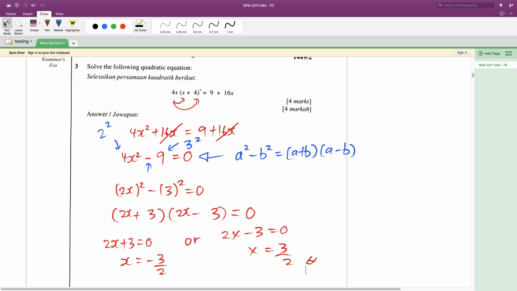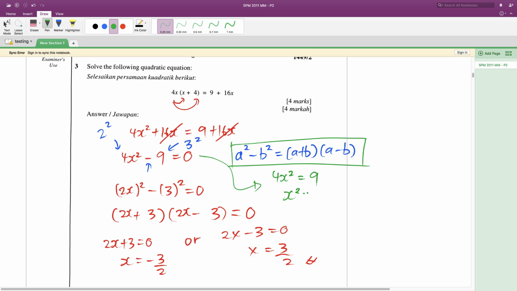Okay, now we go to the second scenario. Let's say you don't know about this formula. How are you going to do it if you don't know about this formula? Let me use green color to explain. So if I don't know about this formula, what I will do is I basically will move the negative 9 to the other side, become positive 9. And then I will move the 4 to the other side, become 9 over 4. Right. Then I will move the square to the other side, it will become square root 9 over 4.